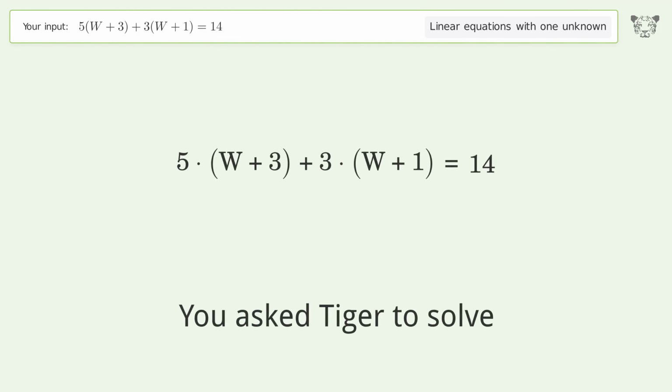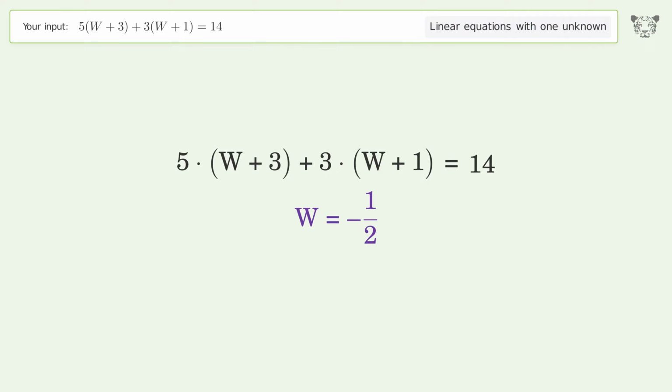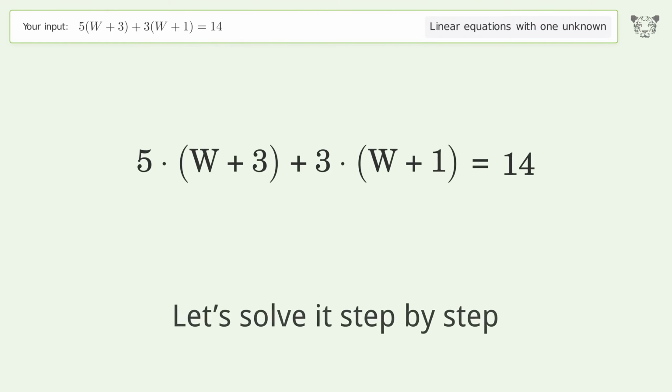You ask Tiger to solve. This deals with linear equations with one unknown. The final result is W equals -1/2. Let's solve it step by step.